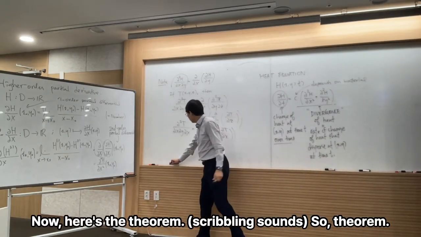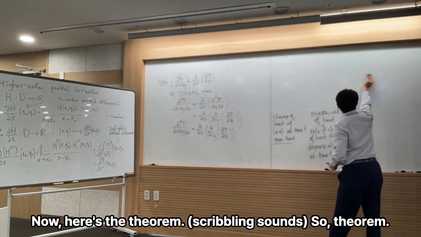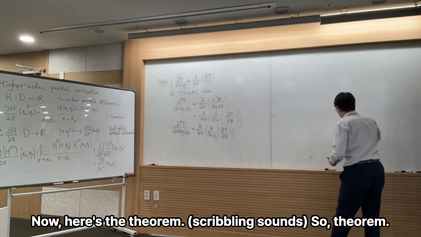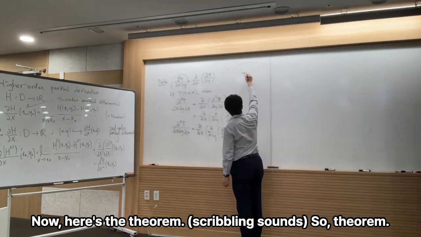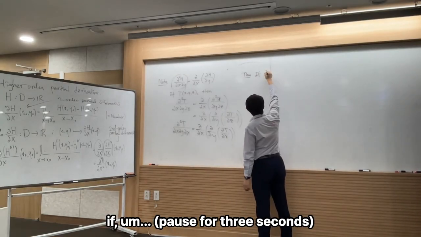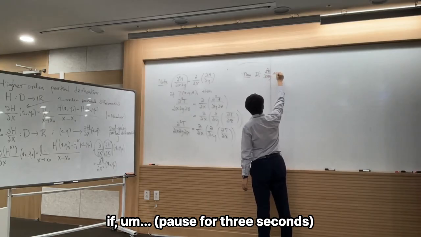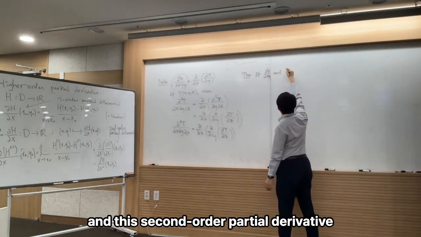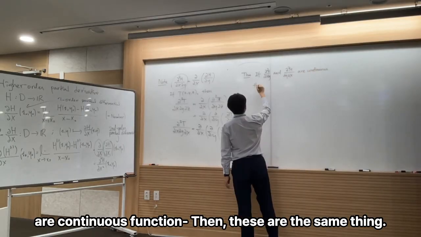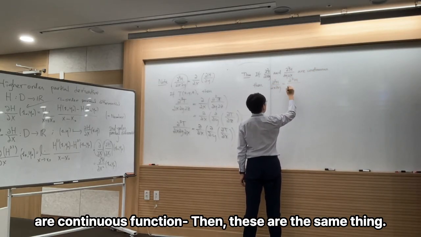Now, here's the theorem. So in the two-dimensional, two-variable case, if this second-order partial derivative and this second-order partial derivative are continuous functions, then these are the same thing.